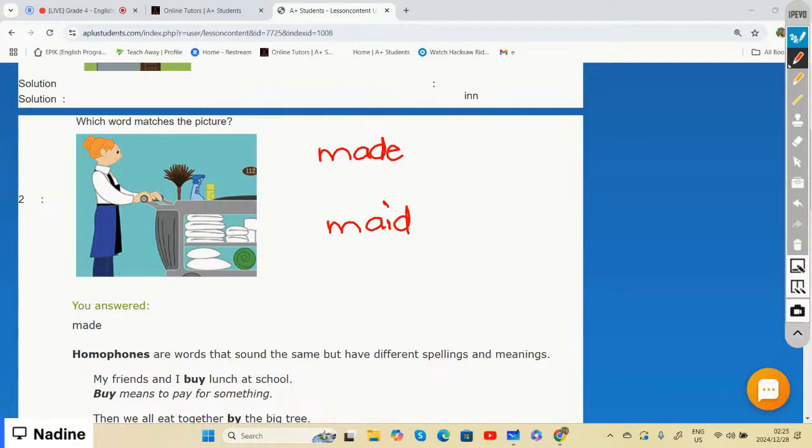The two words that I wrote down, right? They're homophones, because both of the words sound the same, which is made and made. But if you look at the two words, the spellings are different as well as the meaning of those words are different, right? But now if you look at the picture, try to match the correct word with the picture. Which word is correct?